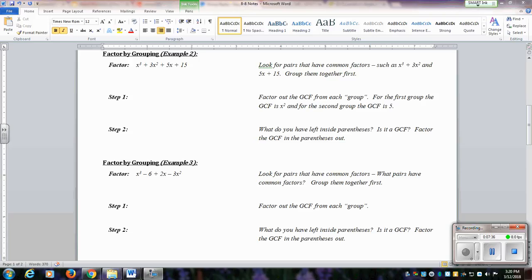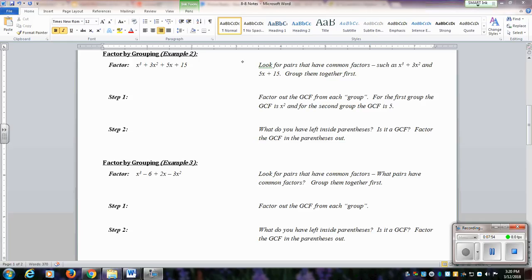Okay, the next thing we're going to do is factor by grouping. We're going to go through these 2 examples, and then I'm going to give you your assignment, and I'm going to keep it really easy today. I'm going to give you some time to work on your Khan Academies as well. I'm going to give you a really short little practice assignment, and then you can work on your Khan Academies.